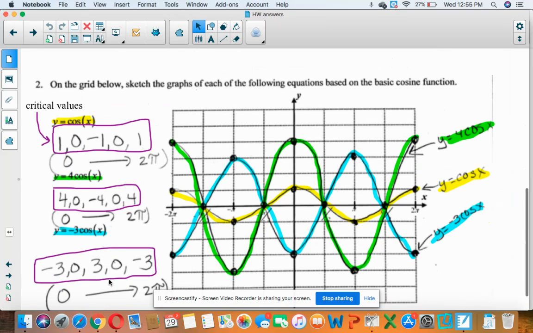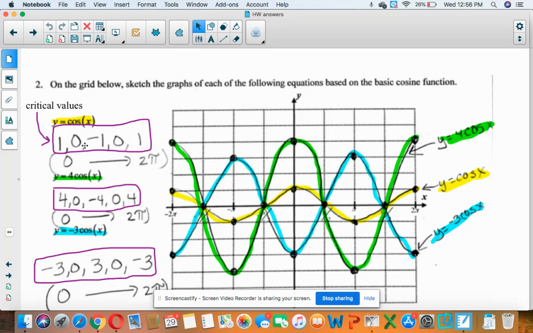The cosine graph is this yellow graph right here. So the cosine graph does not go through the origin. The critical values are 1, 0, -1, 0, and 1. It's still completing one cycle between 0 and 2 pi. So at 0 it is 1, at pi over 2 it is 0, at pi it is -1, at 3 pi over 2 it is 0, and at 2 pi it is 1. So that's this yellow graph, my critical values for cosine.